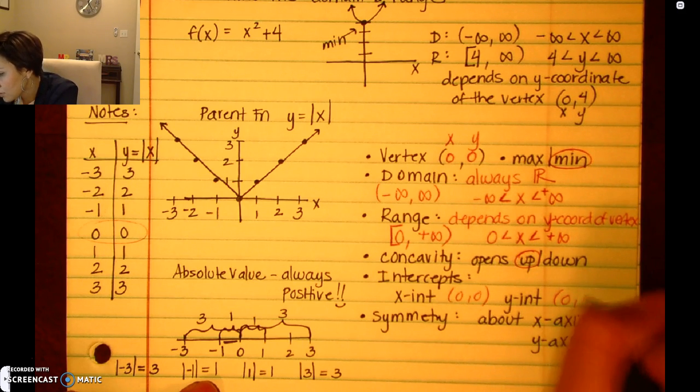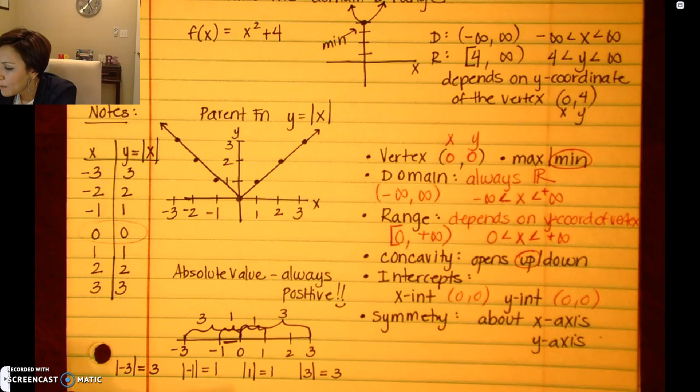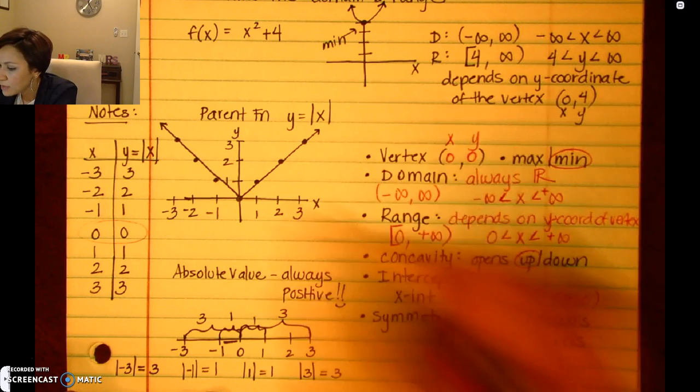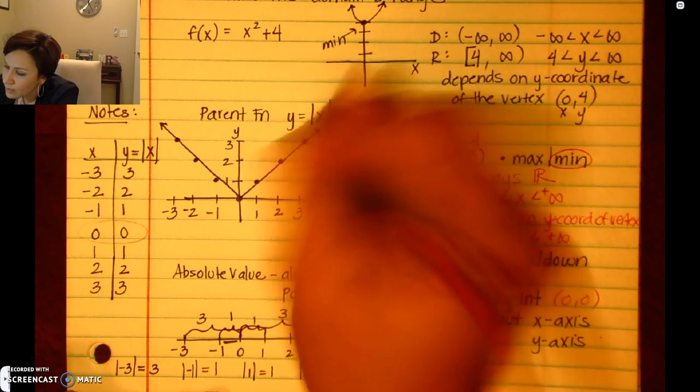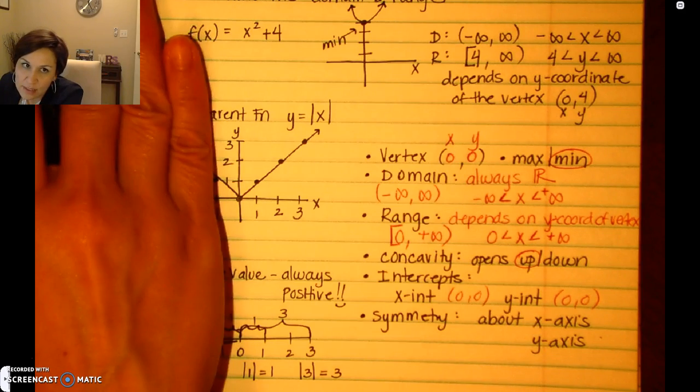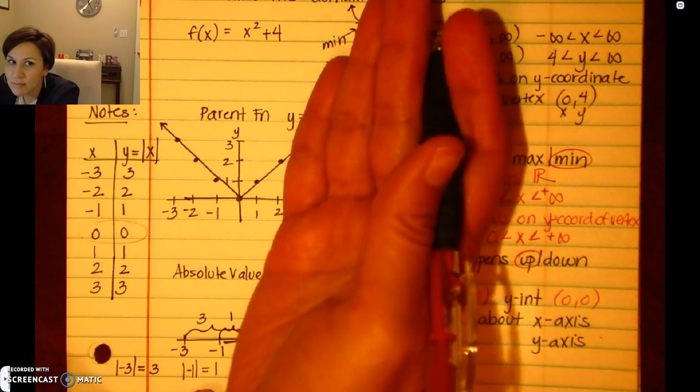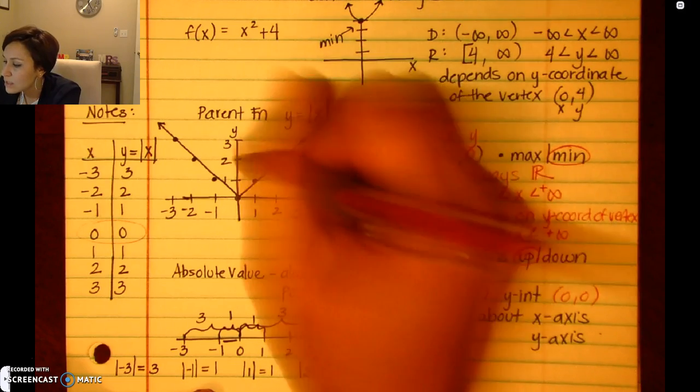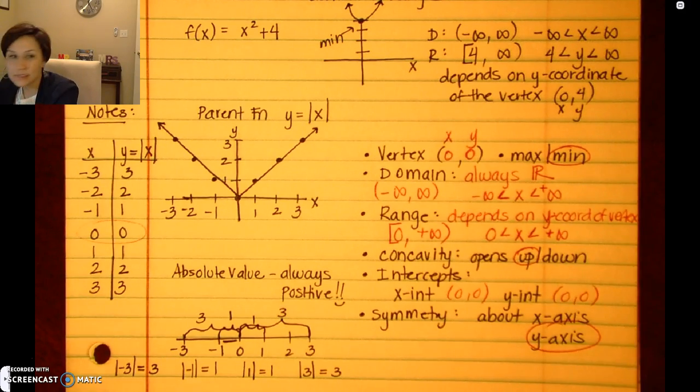Your y-intercept also occurs at 0, 0. It is symmetric about this side on the right looks the same as the other side on the left. So that is symmetric about this axis, which is the y-axis.